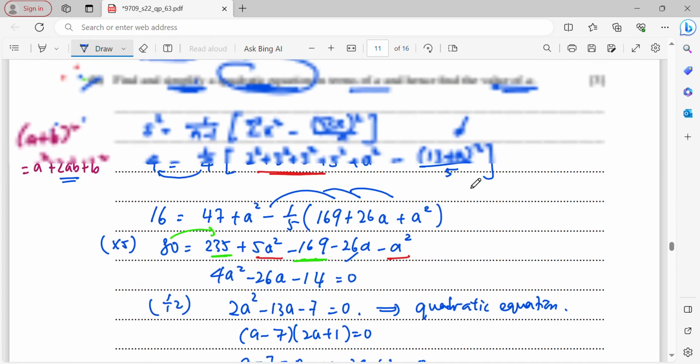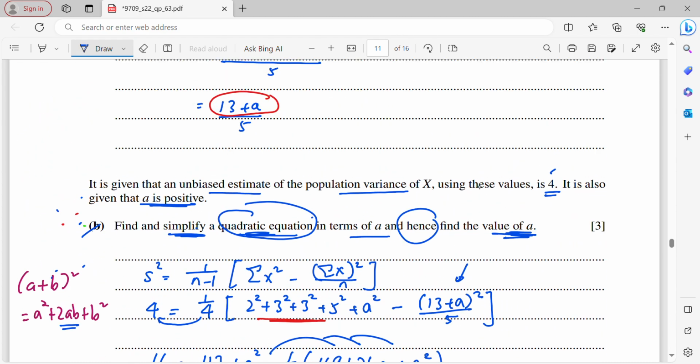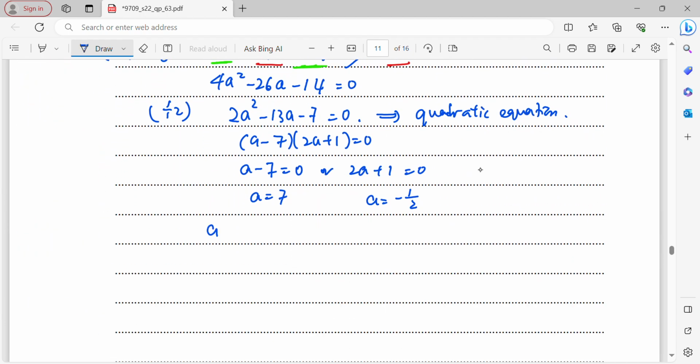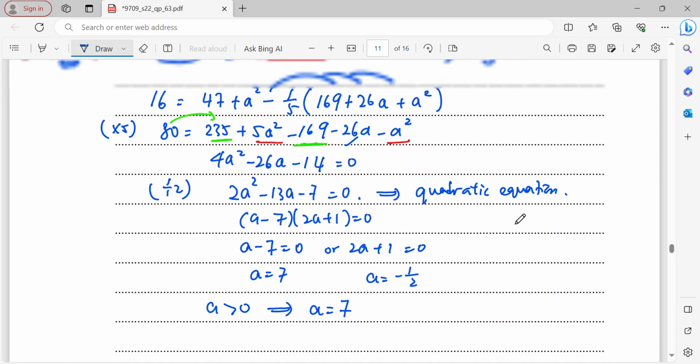But then when you look at the question, right, it's mentioned that the a is positive. So a is greater than 0, therefore the a is going to be 7. So that is the solution for second part of this question.